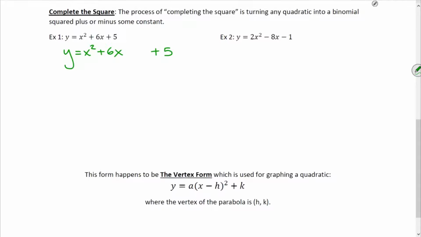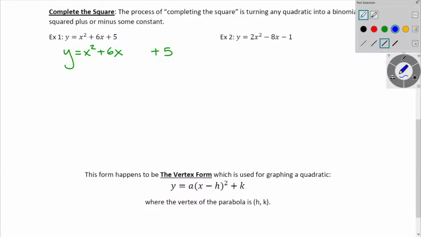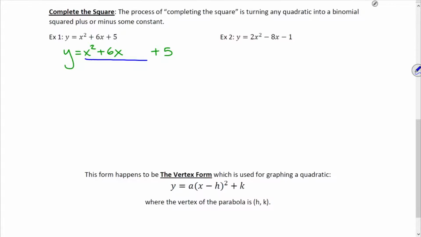And my goal is to make this right here into a perfect square trinomial, something that is a binomial squared. If I were to get that into a perfect square trinomial, then it would have to be x, let's see here. The pattern we just looked at is that it has to be half of this term. Half of 6 is 3. If it was going to work, it would be x plus 3, because if I expanded that out, I would get the x squared plus 6x that I needed.